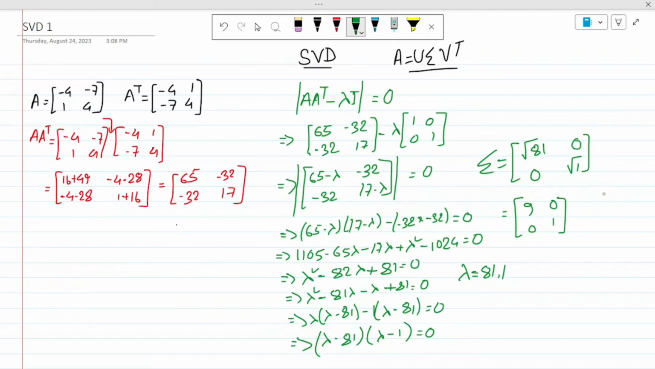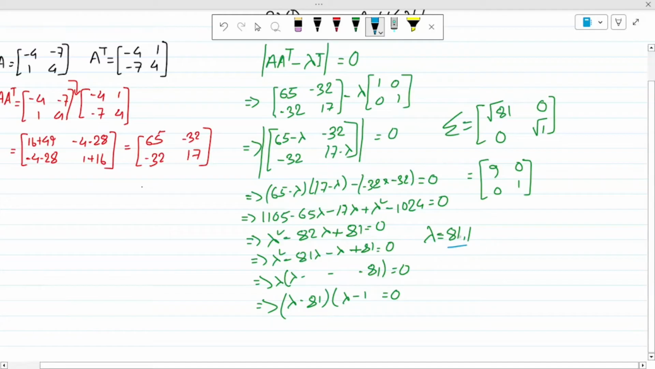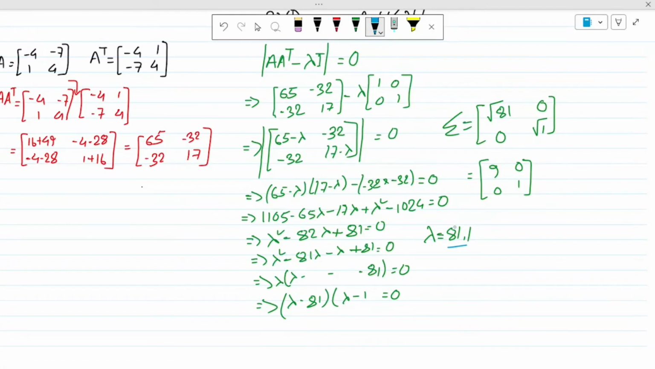So now the next step. In the first step we just multiplied these two values. In the second step we calculated the eigenvalues and we got the second matrix, which is sigma matrix. Now in the third step we have to find eigenvectors based on these eigenvalues. So let's find eigenvectors of this equation. Here we have two eigenvalues, one is 81, another is 1. So let's find eigenvectors for each of these eigenvalues. First we will find the eigenvector for 81 and then we will find the eigenvector for 1.